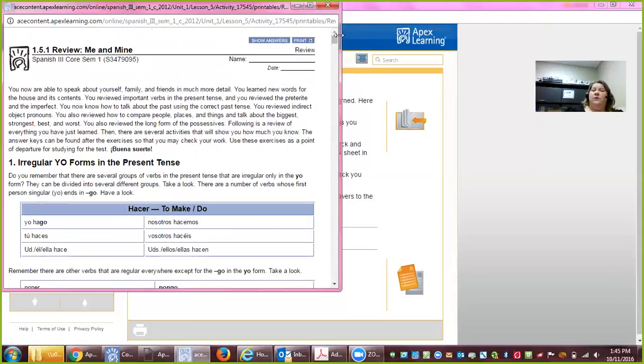Again, go do your diagnostic, print off 1.5.1, take care of reading through it, actually read through it, fill out the information, check your answers, and then when you do that, you're going to be prepared for taking your test on Thursday.